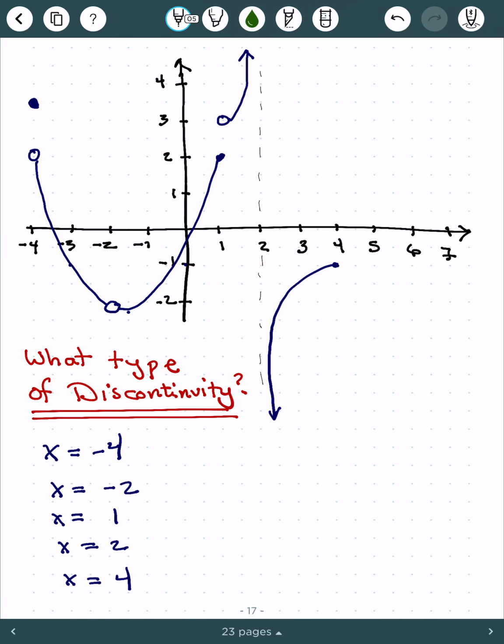All right, here's another one to try. How about these? When x equals -4, so that's here, what do we have? Well, we've got two things going on. We have a point discontinuity, or a removable discontinuity right here, but it's also an endpoint. So with two things going on, we call that mixed. How about here at -2? Well, there's just a hole there, so that's a removable discontinuity.